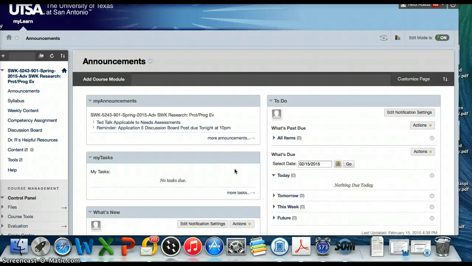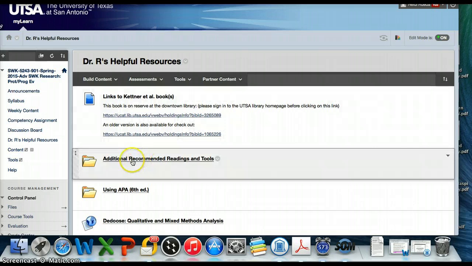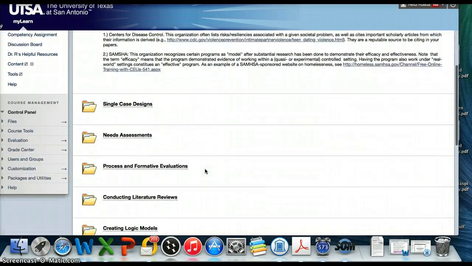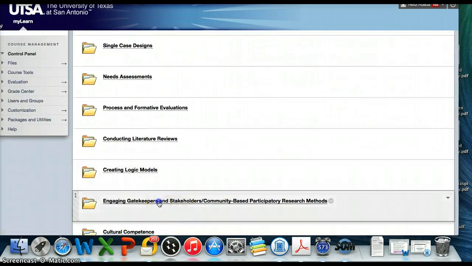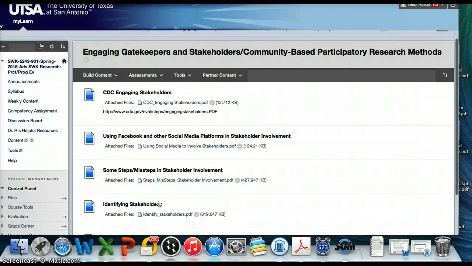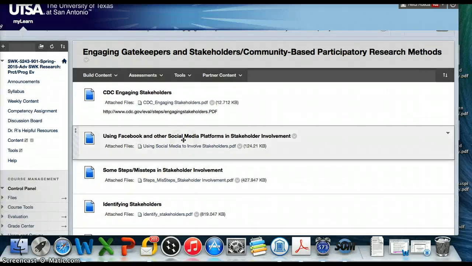A few of you have emailed me about the stakeholder and gatekeeper involvement plan. So I wanted to point you to a few resources available to you as part of the competency assignment. If you go to Dr. R's helpful resources here and you go to additional recommended readings and tools, you click down engaging gatekeepers and stakeholders. There are a number of important documents here to look over.